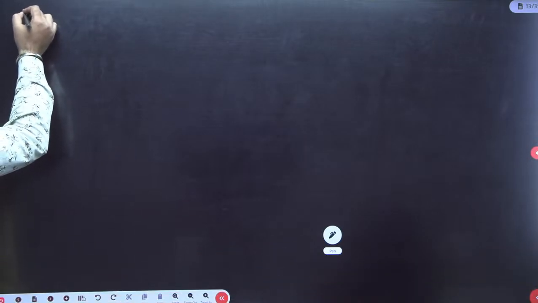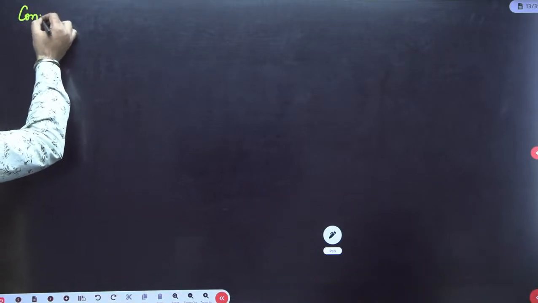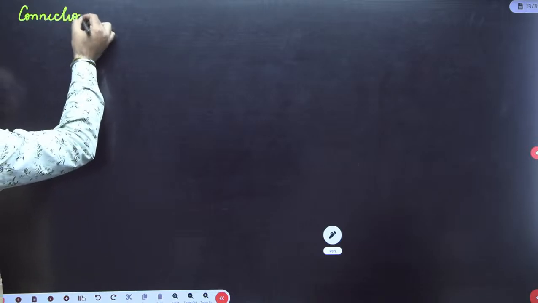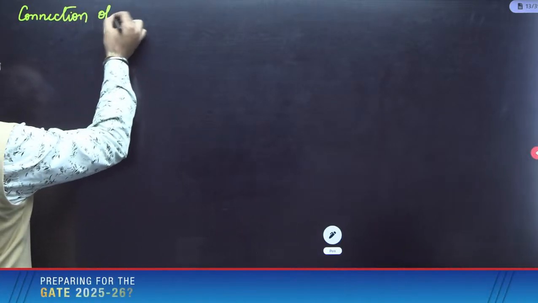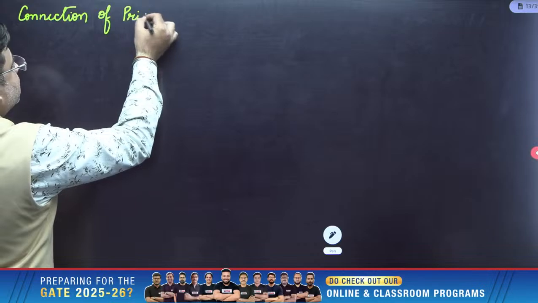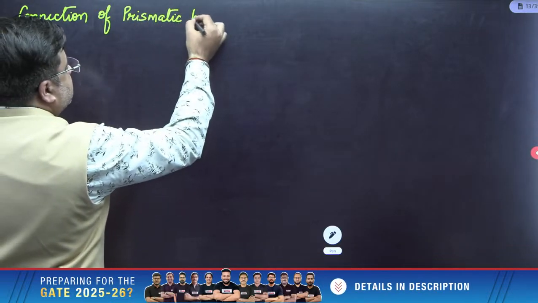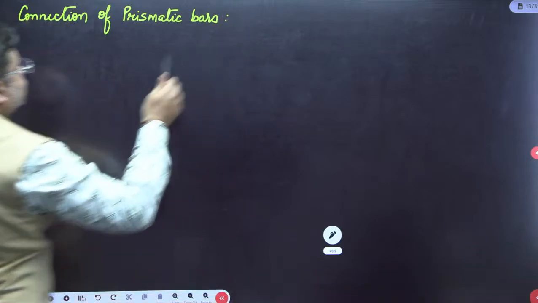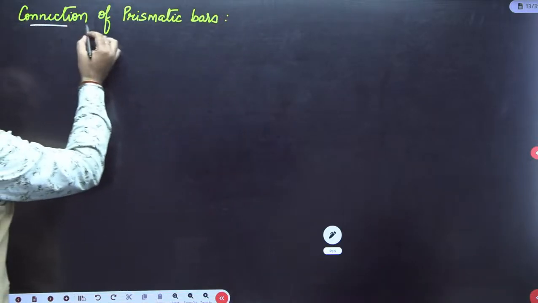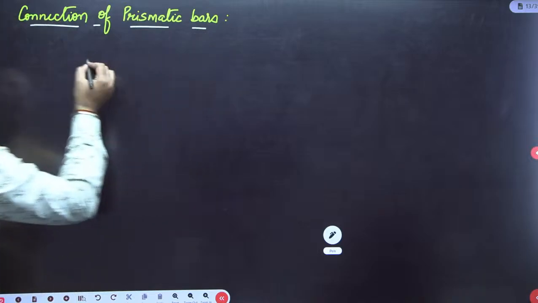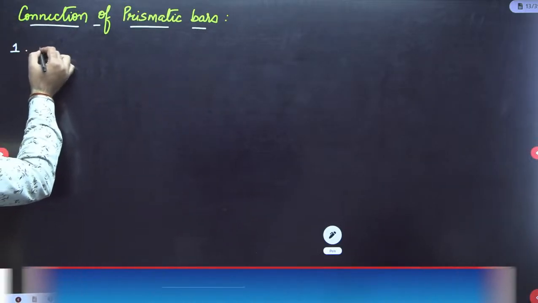Now, after this, these prismatic bars can be connected in series and in parallel. Let's see the connection of prismatic bars. If the prismatic bars are connected in series like this, for example, these are the prismatic bars which are connected in series.